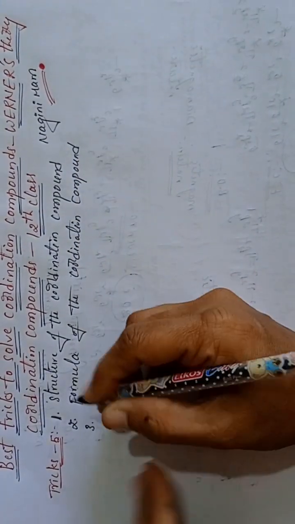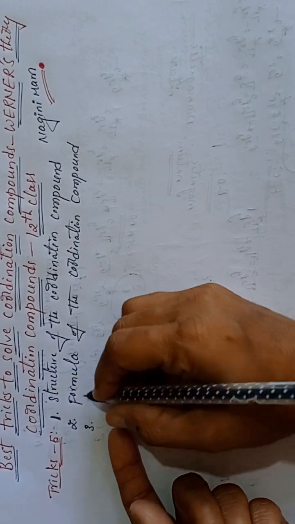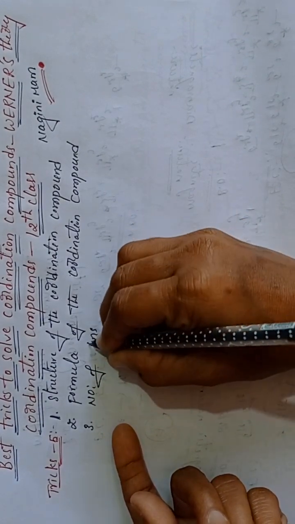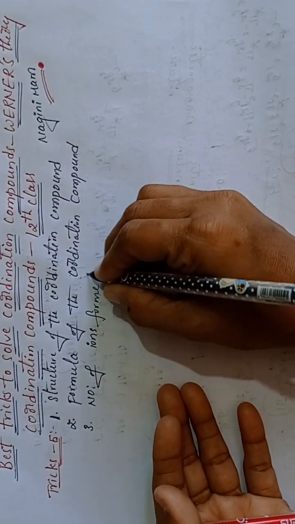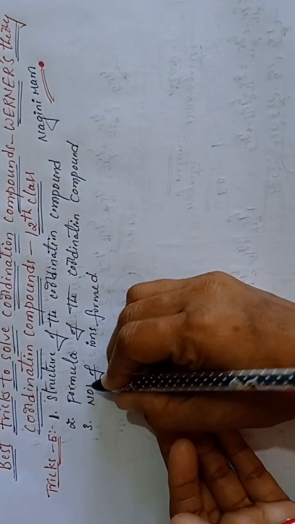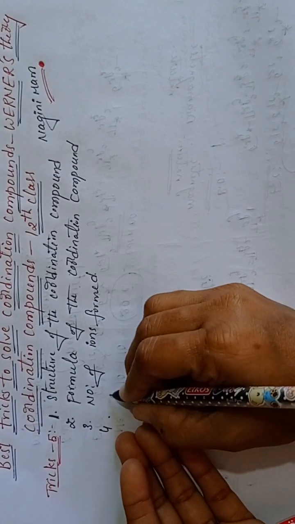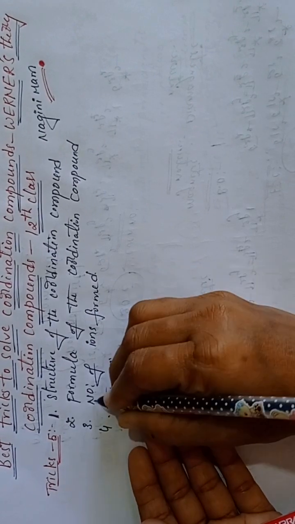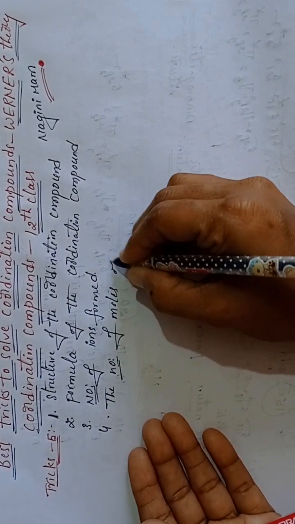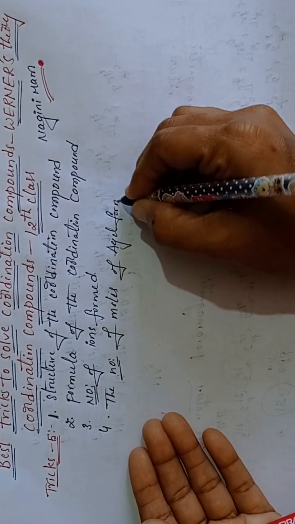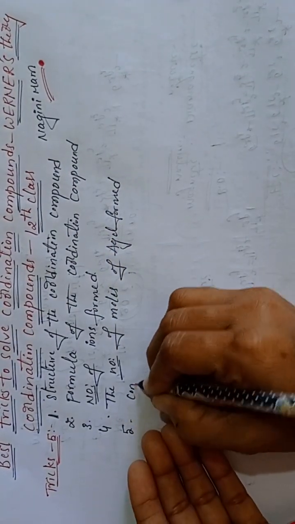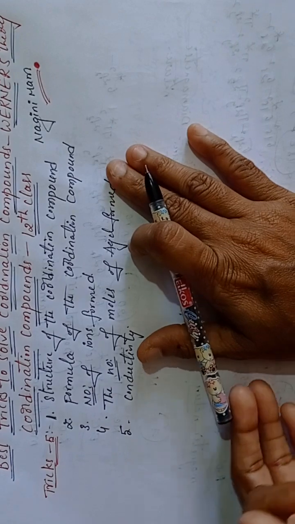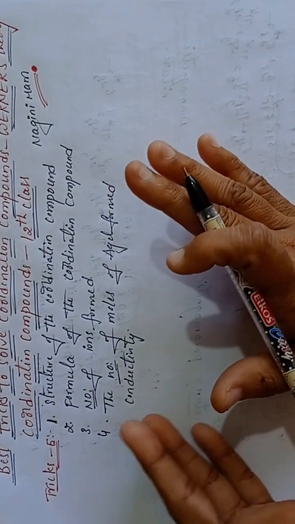Next, third one is number of ions formed. And next, fourth one is the number of moles of AgCl formed. Last one is conductivity. So all these five tricks I'm going to calculate, students. Okay, now I will explain.